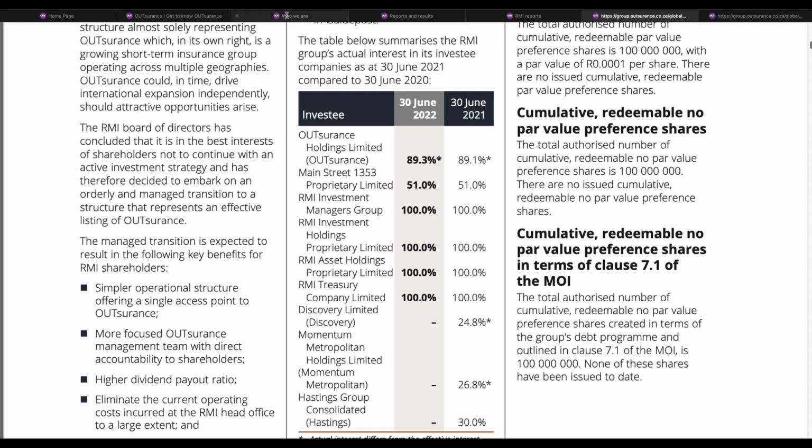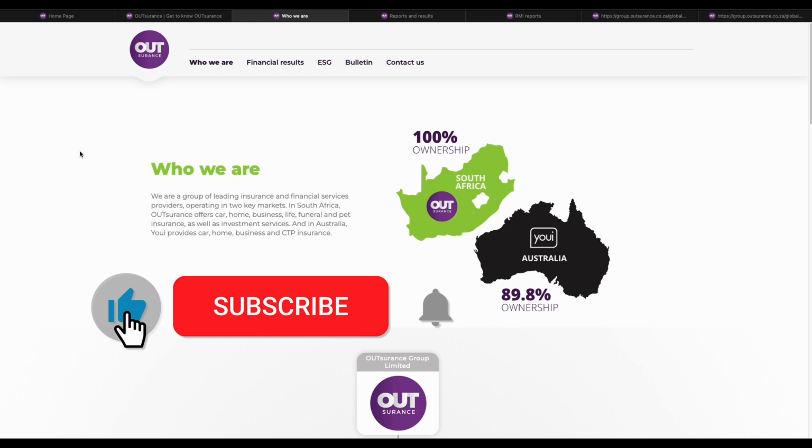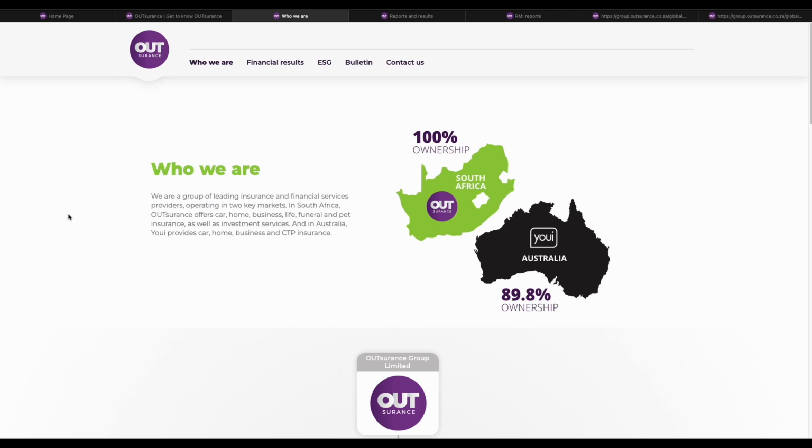So now that we know where OUTsurance came from, we can look at OUTsurance as a business, what they are. So like I said, it's an insurance and financial services business that operates in South Africa and Australia. In South Africa, they operate as OUTsurance, just the way that we know it. In Australia, they are known as You. I'm just going to call it You, but this is the name of the business in Australia.